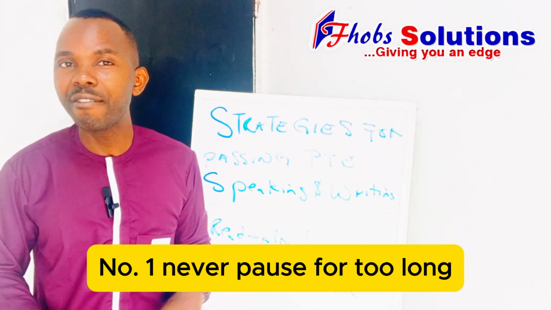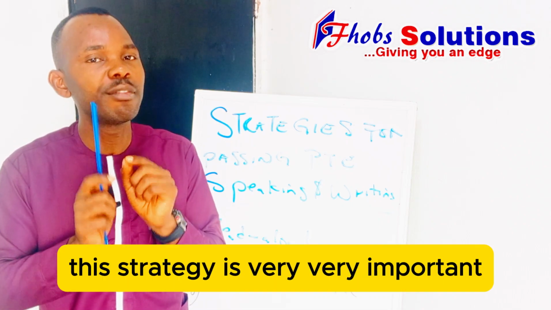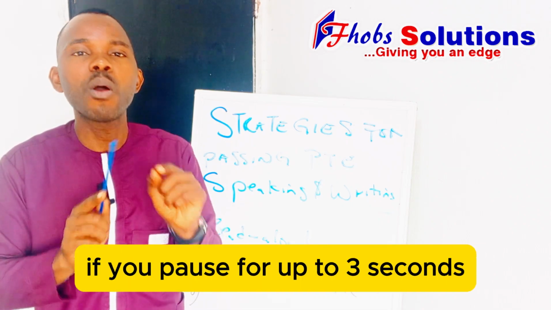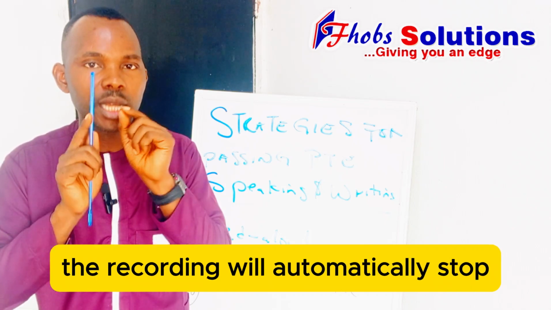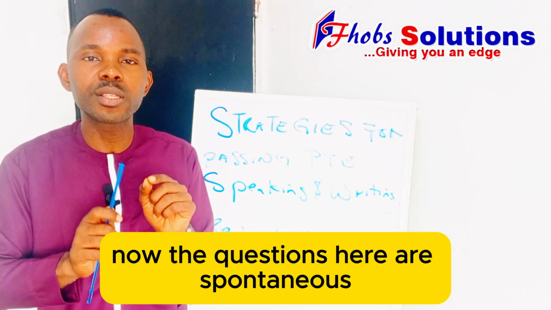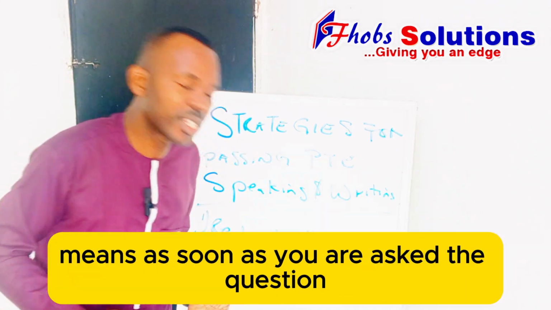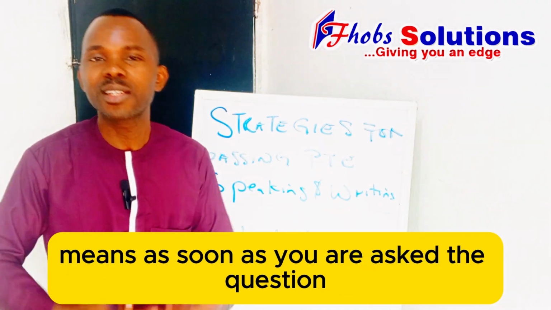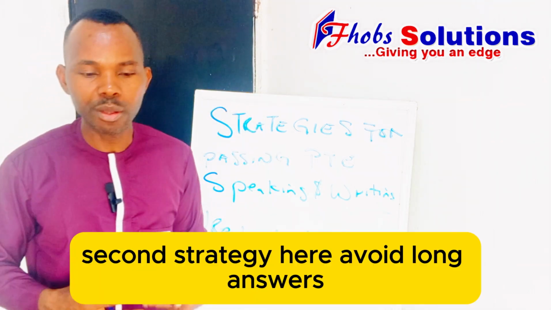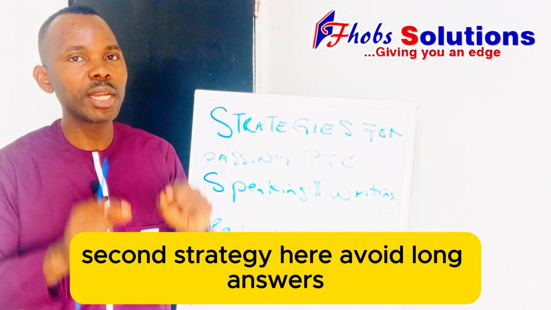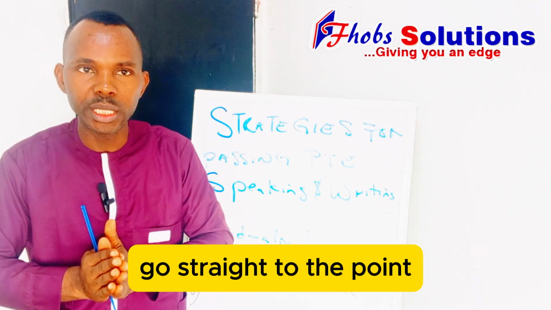Number one, never pause for too long. This strategy is very, very important. If you pause for up to 3 seconds, the recording will automatically stop. Now, the questions here are spontaneous. They are spontaneous, meaning as soon as you are asked the question, you respond immediately. Second strategy here, avoid long answers. Go straight to the point.